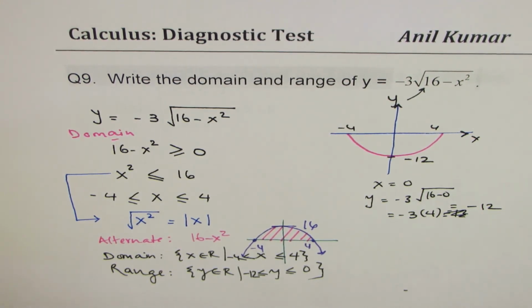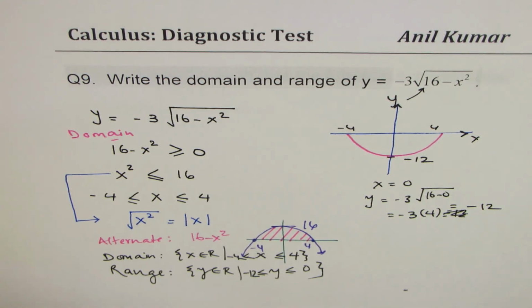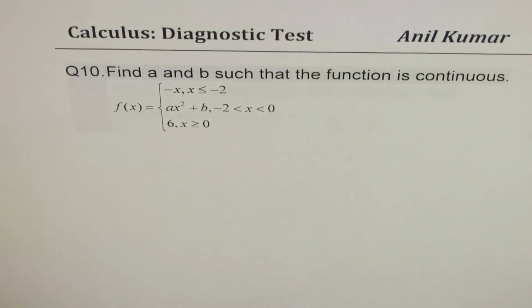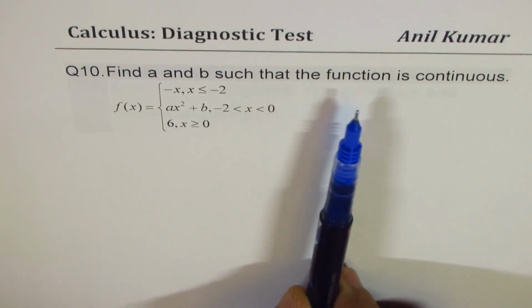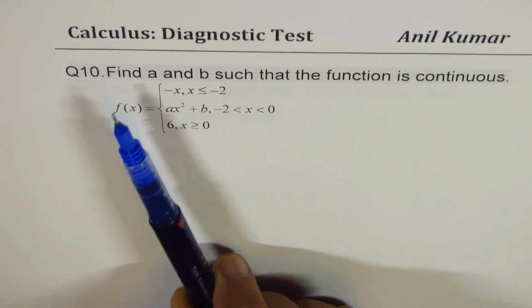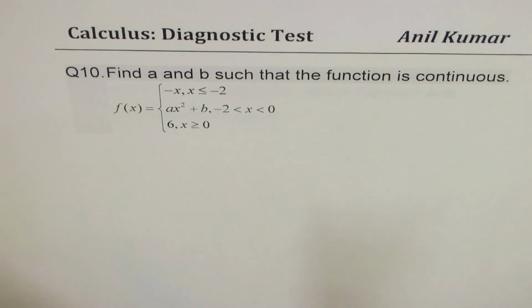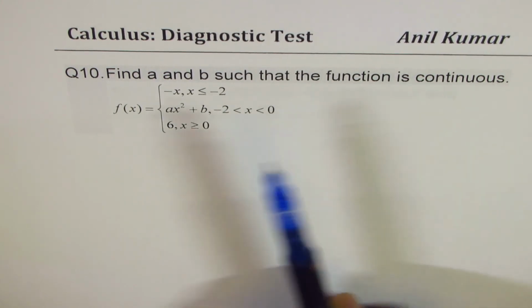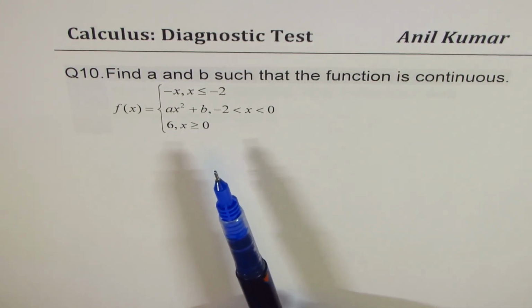So as a part of diagnostic, you should actually look into many other examples with combinations of functions as we have taken up here. Now let's look into question number 10, which is based on piecewise function. The question here is: find a and b such that the function is continuous. You can always pause the video, answer the question, and then look into my suggestions.